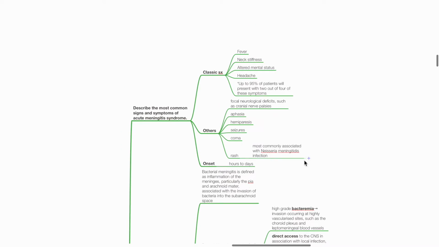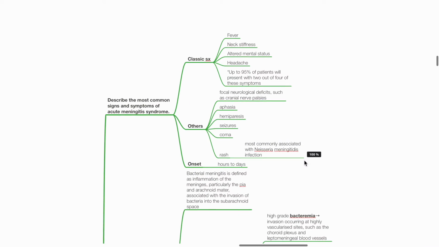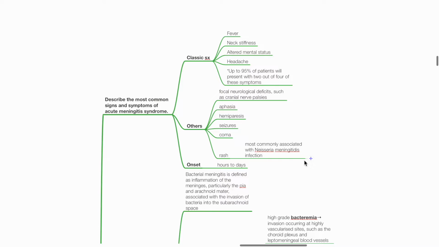Describe the most common signs and symptoms of acute meningitis syndrome. Classical symptoms include fever, neck stiffness, altered mental status, and headache. Up to 95% of patients will present with 2 out of 4 of these symptoms. Other symptoms and signs include focal neurologic deficits such as cranial nerve palsies, aphasia, hemiparesis, seizures, coma and rash. Onset hours to days.